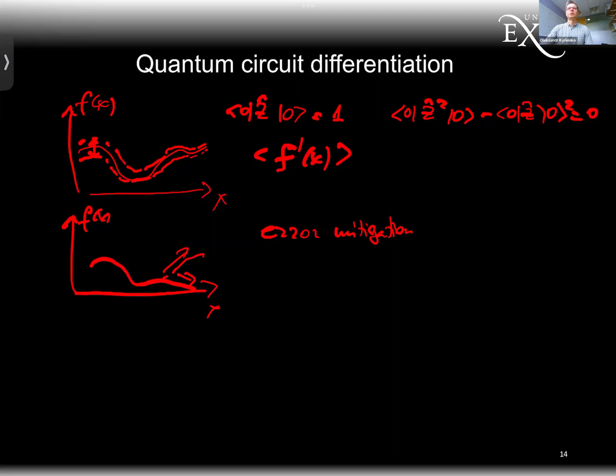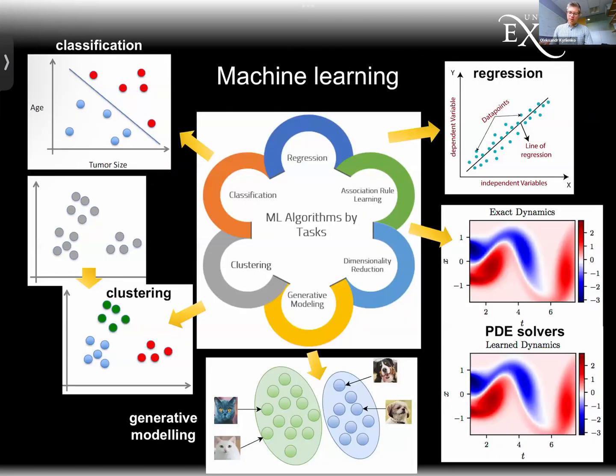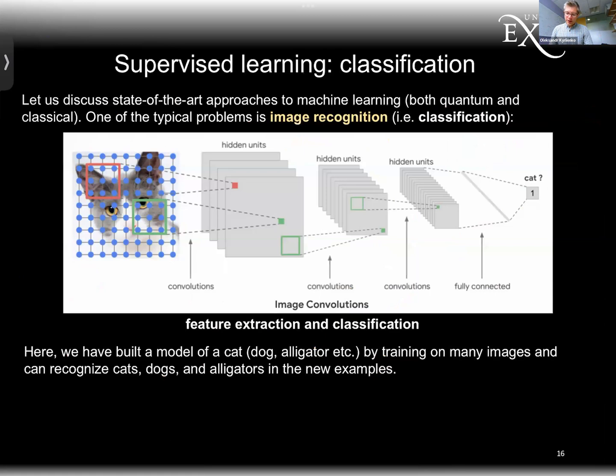Okay, good. Now let's continue. So we've been talking about regression. Now let's discuss classification. And classification in quantum machine learning follows the ideas of classical machine learning, but there is an important difference.